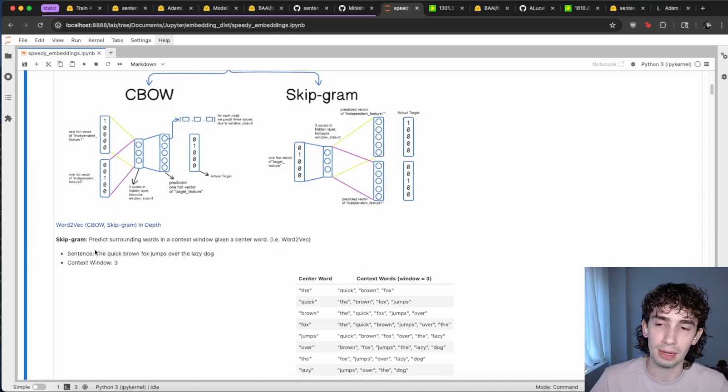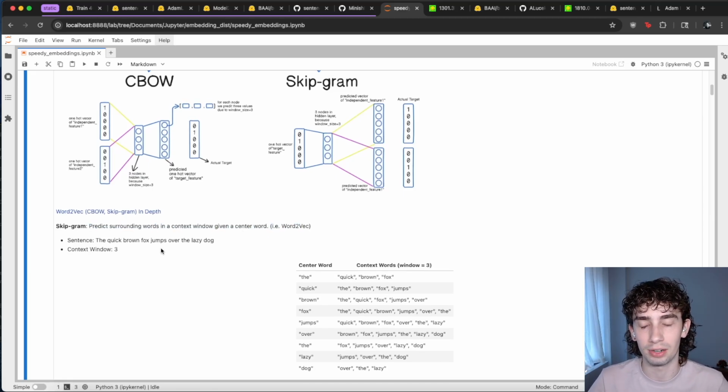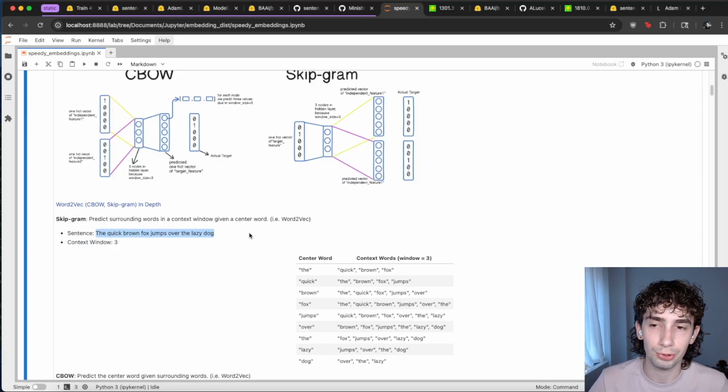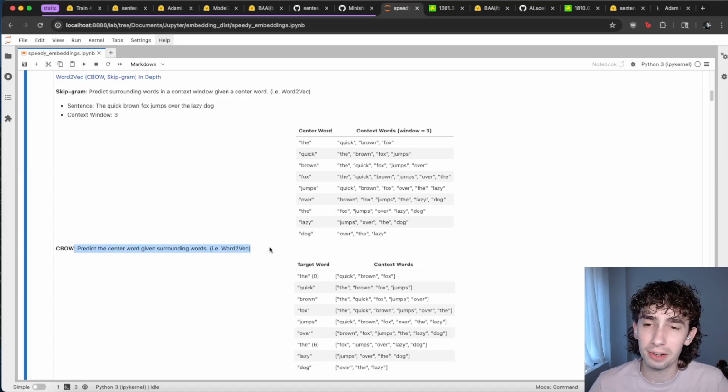So for something like skipgram, what we're doing is going to be predicting the surrounding words in a context window given a center word. So for the example of a context window of 3 and the sentence, "the quick brown fox jumps over the lazy dog," if we look at this middle example here and have the word fox, the predicted words that we would want are "the quick brown" and "jumps over the." Or for something like "the" at the start, we would want to predict "quick brown fox." And then continuous bag of words is a little bit of the inverse of skipgram, where given the surrounding words, we are going to predict the center word. So given "the quick brown jumps over the," we would want to predict "fox."